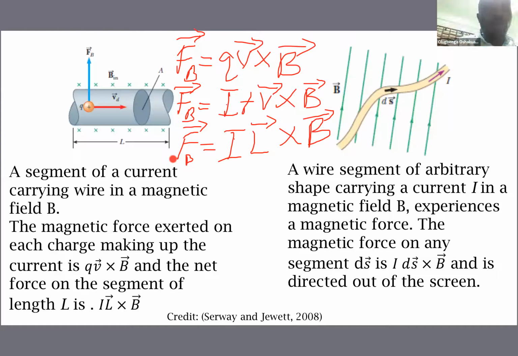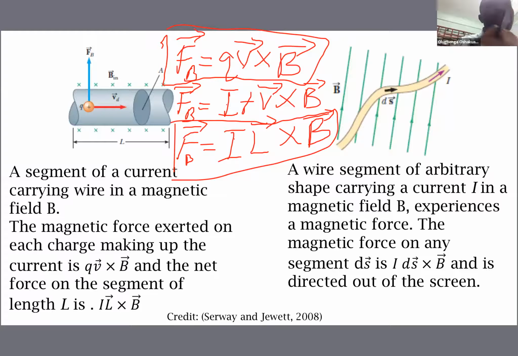So just like we have this to be a valid expression, same is this. When we have a scenario where we know the current flowing through a conductor for a certain length L, in the presence of a certain magnetic field, in this case B in, then we can talk about the force that will act on that wire.